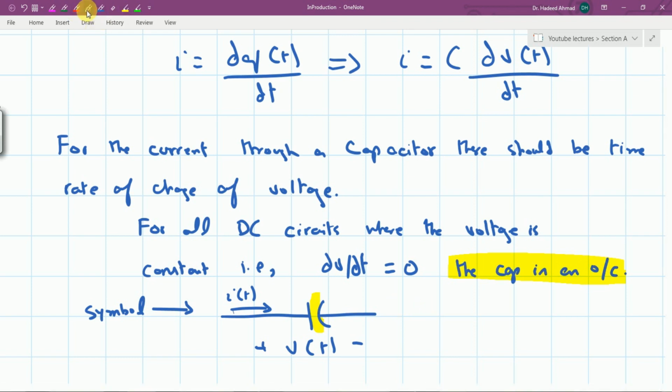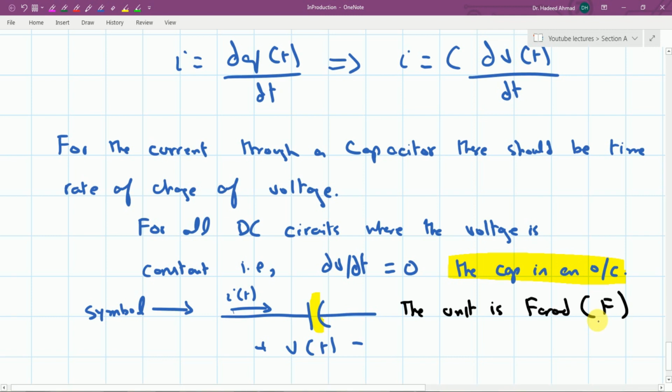Also, the unit is farad, known as F. A capacitance of 1 farad is a really very large value. Usually capacitors come in a couple of hundreds of microfarads, or perhaps sometimes thousands of microfarads, and that is still considered a very large value.